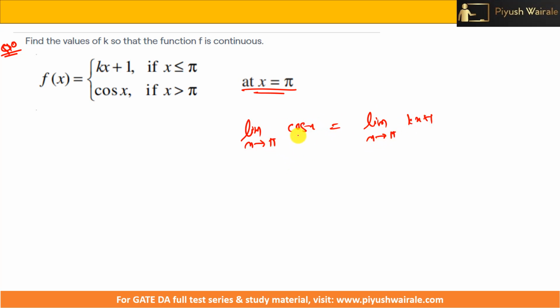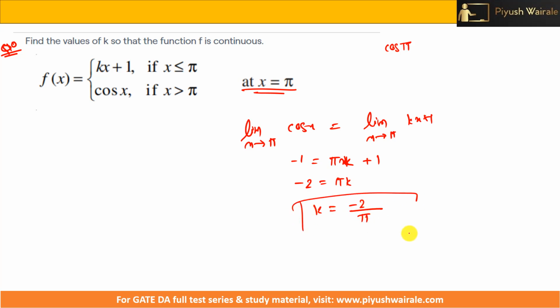Solve both the limits. Cos of pi. What is the value of cos pi here? That is minus 1, right? It is minus 1. And what about limit x tends to pi? So it will be pi k plus 1. So, right? It will go on this side, that will be minus 2 equals pi k. So the value of k will be minus 2 by pi, right? That's it. This is question number 10.